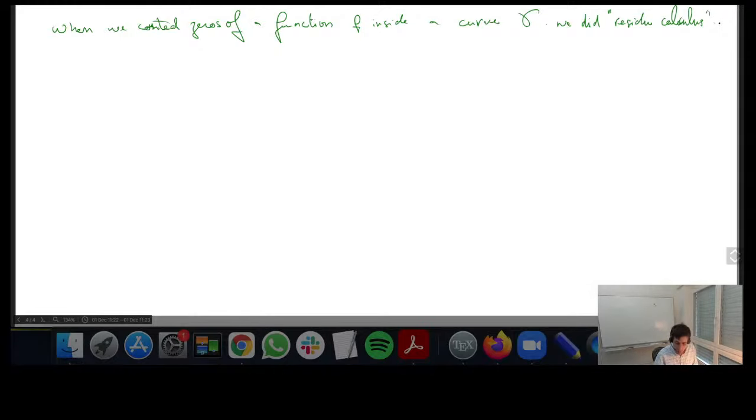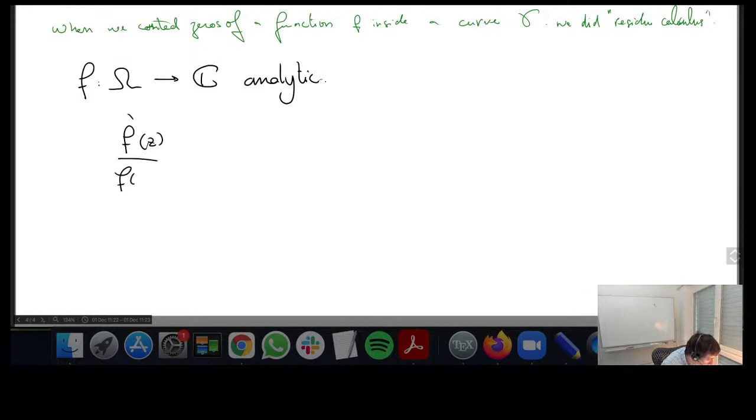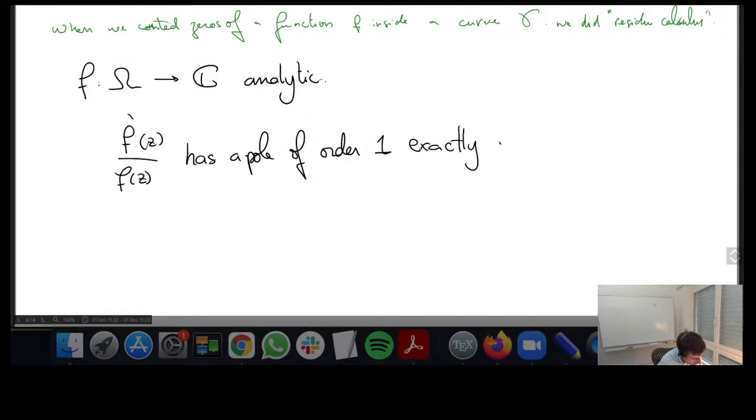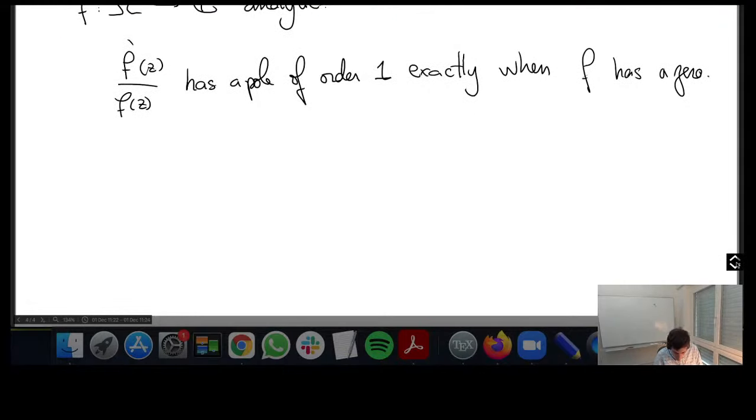Okay, so let's take an analytic function. Let's take f going from omega to C analytic, the usual suspect always. Now the function f prime of z over f of z has a pole of order 1 exactly when f has a zero. And moreover, the residue will be the order of this zero.